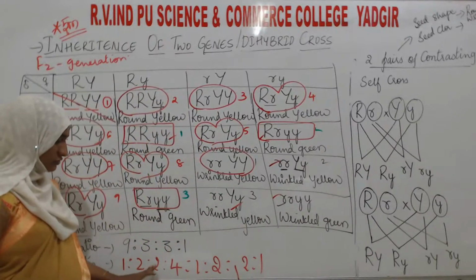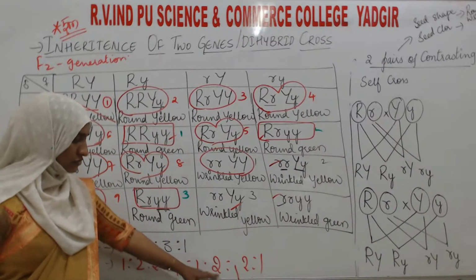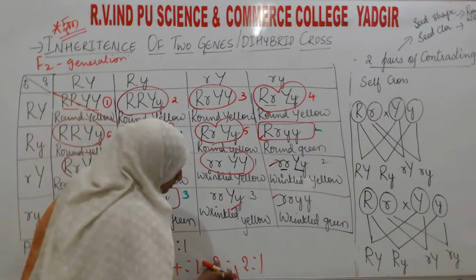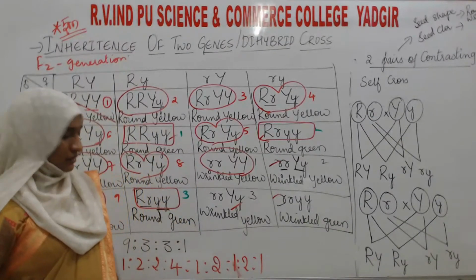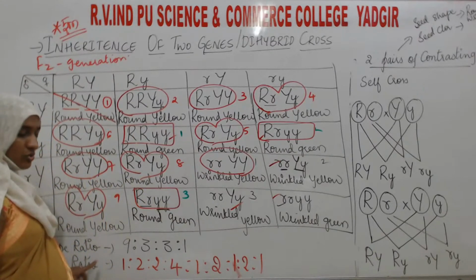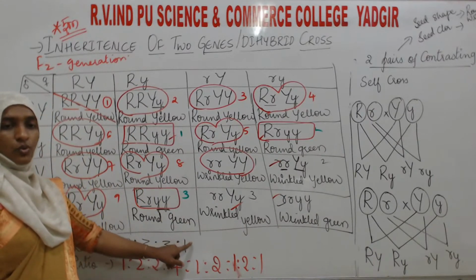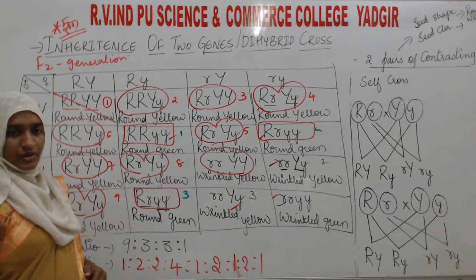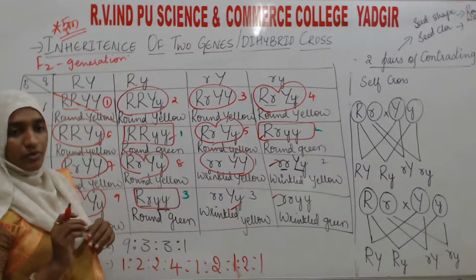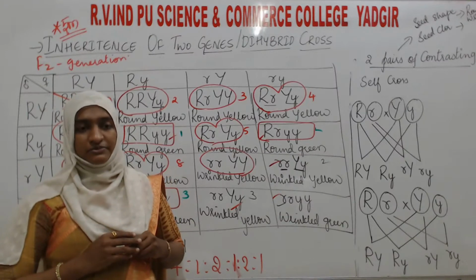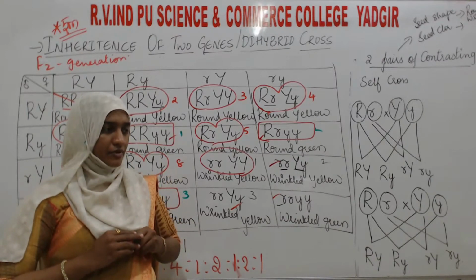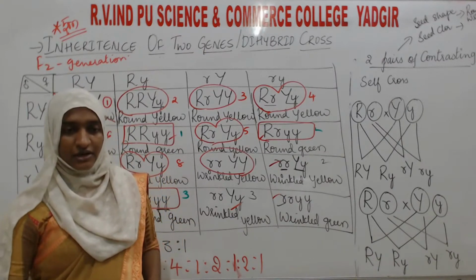1:2:2:4:1:2:1:2:1. This is the genotype ratio. 9:3:3:1 is the phenotype ratio. And this checkerboard is very important. If you have any doubt, you can ask in the WhatsApp chat. Okay. Thank you. Next we will continue in the next class.